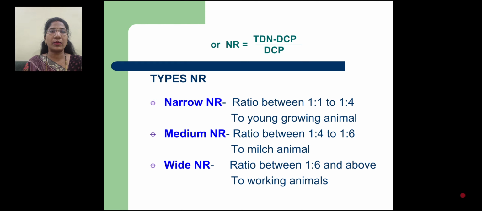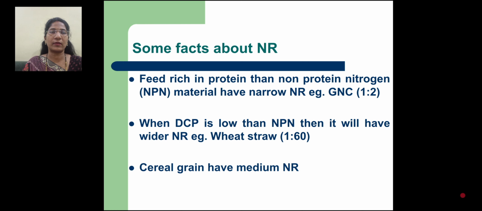Then the second one, medium nutritive ratio. This medium nutritive ratio is between 1:4 to 1:6, and it is generally allocated to milch animals. Wide nutritive ratio is 1:6 and above, and it should be allocated to working animals. That is about the nutritive ratio.